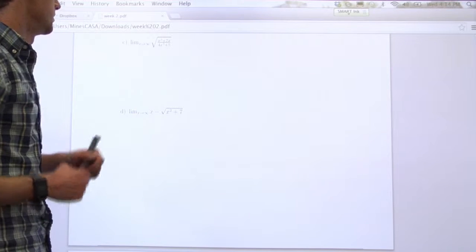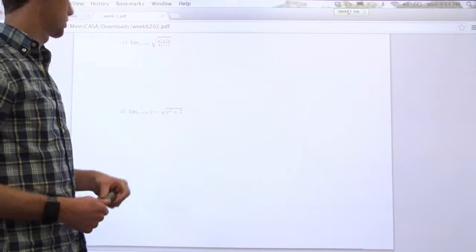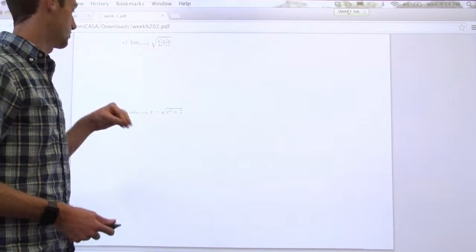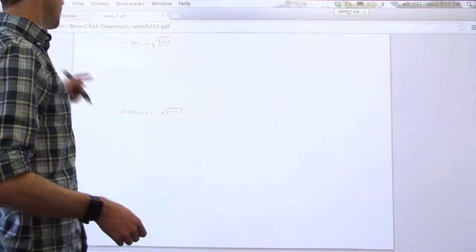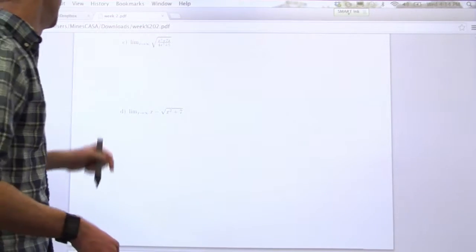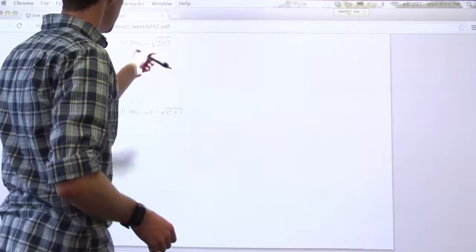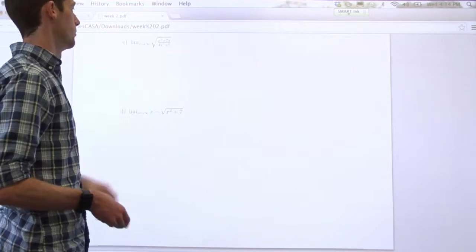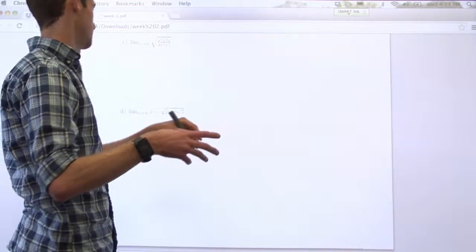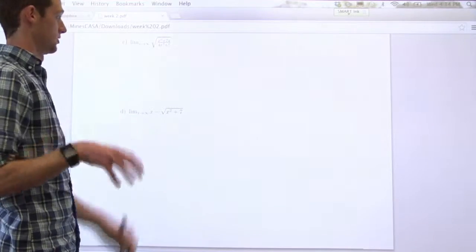Alright, so this is the Calc 1 Week 2 workshop. We're going to go ahead and go over the limits to infinity. So we're going to take a look at problems 1C and 1D. The first one we see is the limit as x goes to infinity of the square root of (x cubed plus 7x) over (4x cubed plus 5).